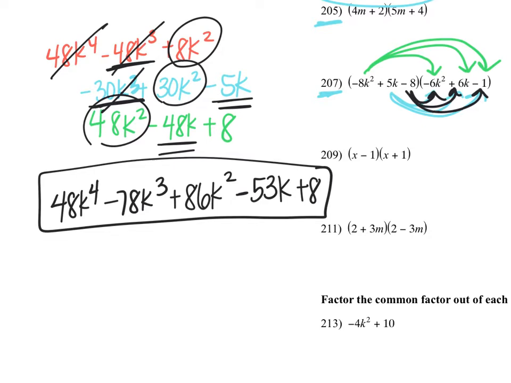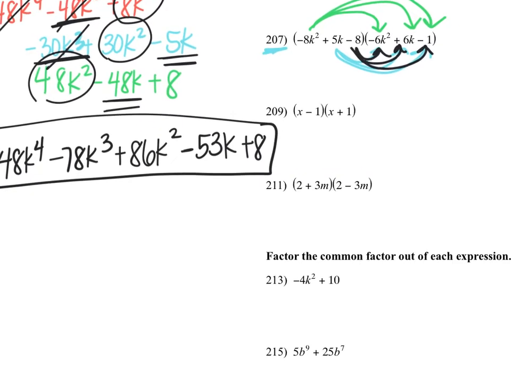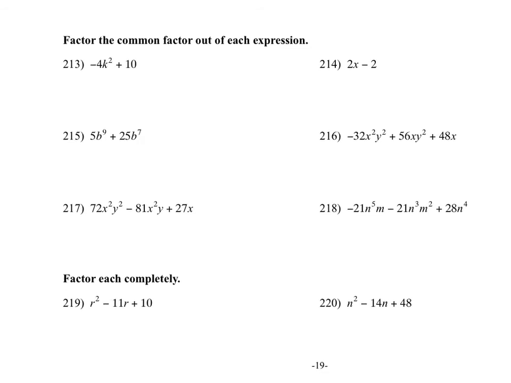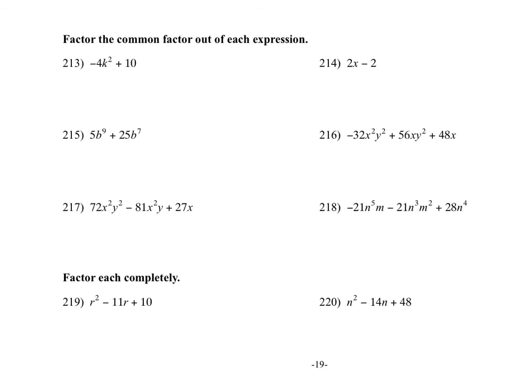Okay, so I think you are now able to do the rest of those problems. I'm going to go now onto the next section where it says factor the common factor out of each expression. And in this section, you're really only taking out the biggest factor or the largest common factor out of this expression. So I'm going to do a few. I'm going to start with 216.